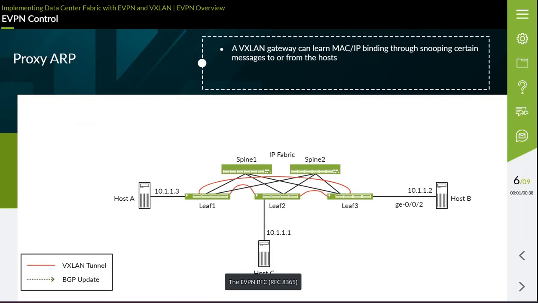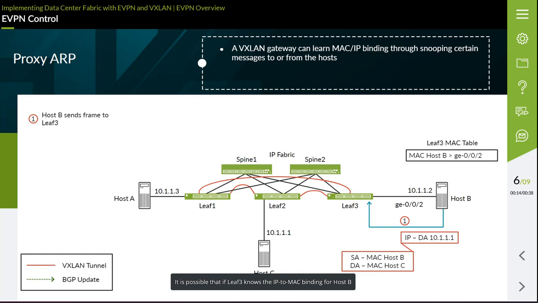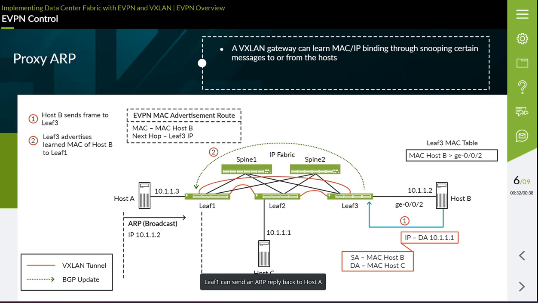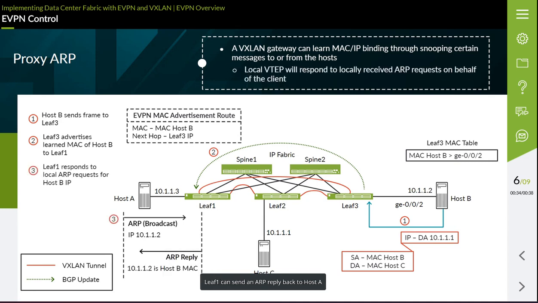The EVPN RFC, that is RFC 8365, mentions that an EVPN provider edge, or PE, router, Leaf 1 in the example, can perform proxy ARP. It is possible that if Leaf 3 knows the IP to MAC binding for host B because it was snooping some form of IP traffic from host B, it can send the MAC advertisement for host B that also contains host B's IP address. Then, when host A sends an ARP request for host B's IP address, a broadcast Ethernet frame, Leaf 1 can send an ARP reply back to host A without ever having to send the broadcast frame over the fabric.